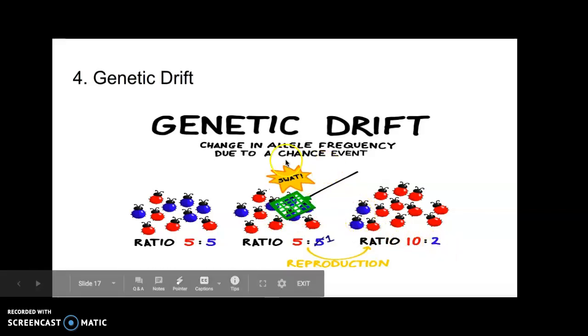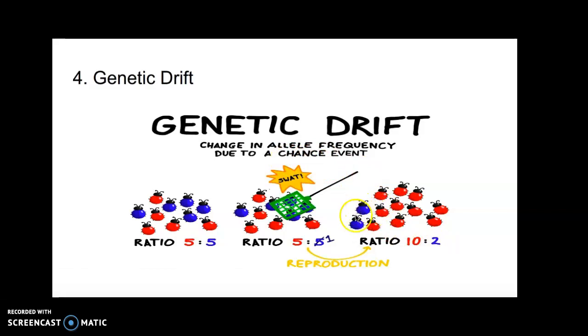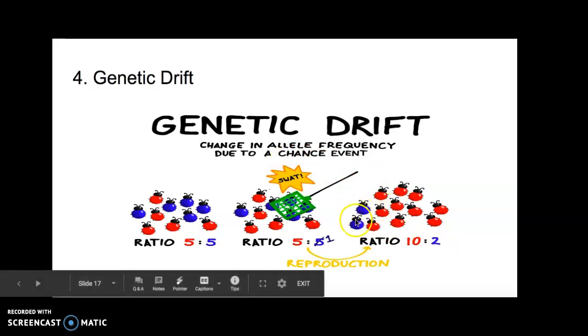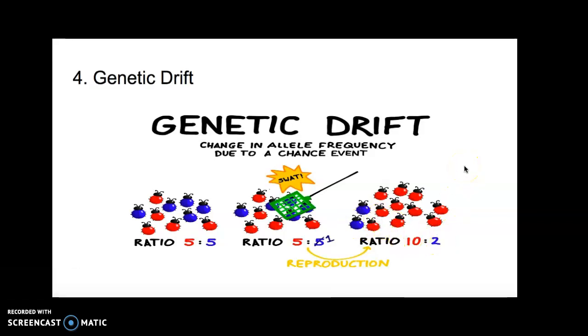So you're not going to see a whole lot of blue in the offspring, because there are fewer organisms that have that characteristic now. When they reproduce, you're not going to have too many blue ones, and now there are 10 red ones and 2 blue ones. That's genetic drift, where the alleles or the traits in a population change due to a chance event.